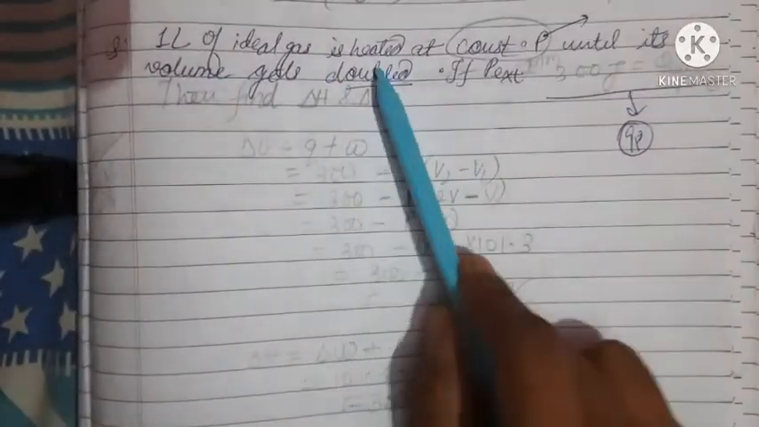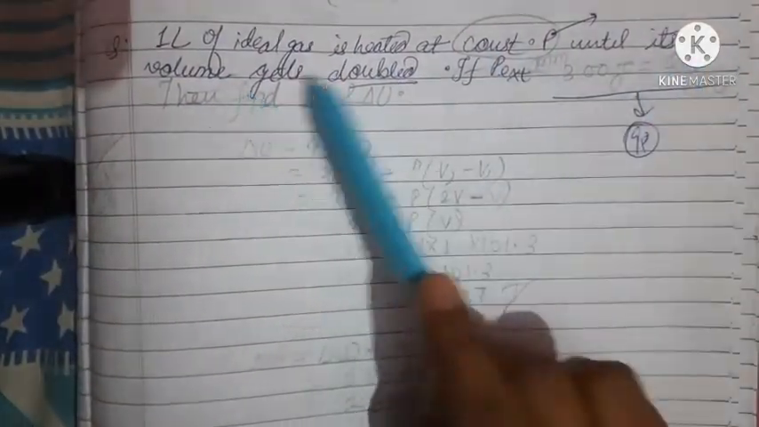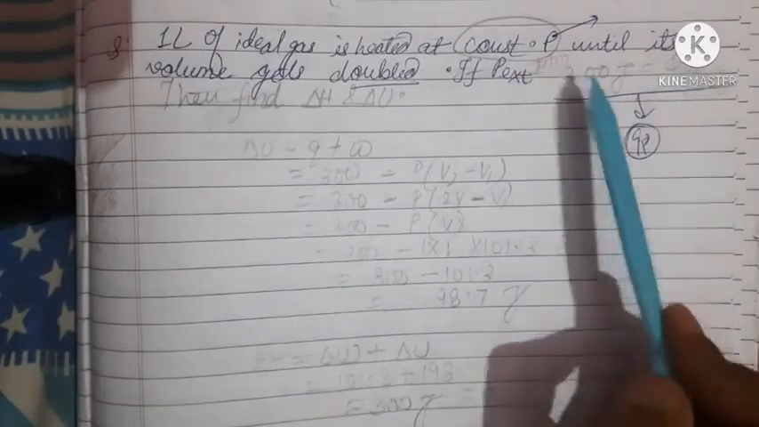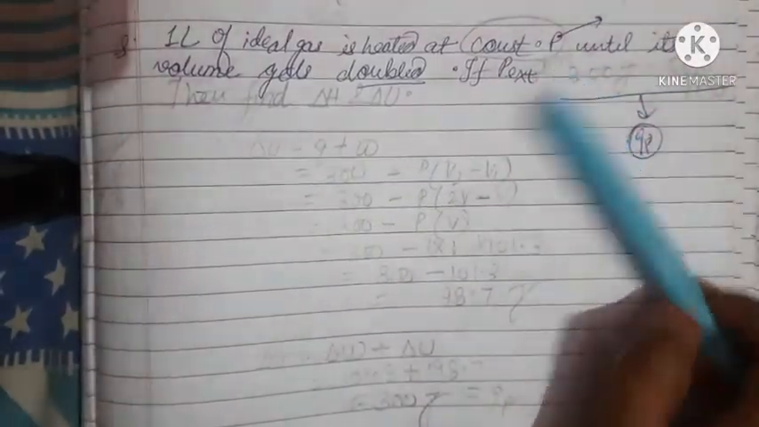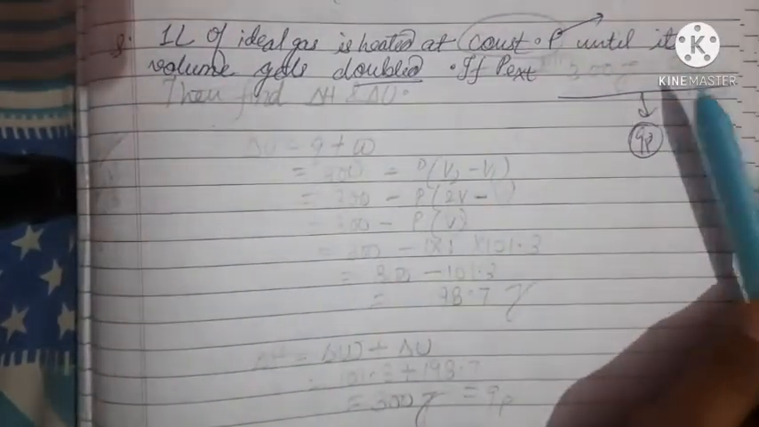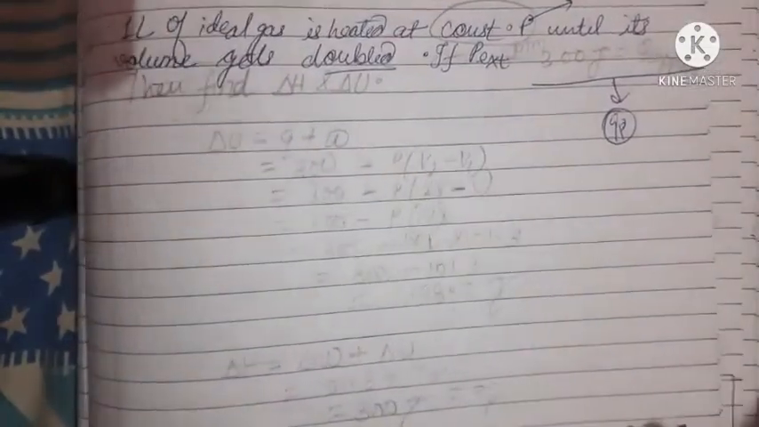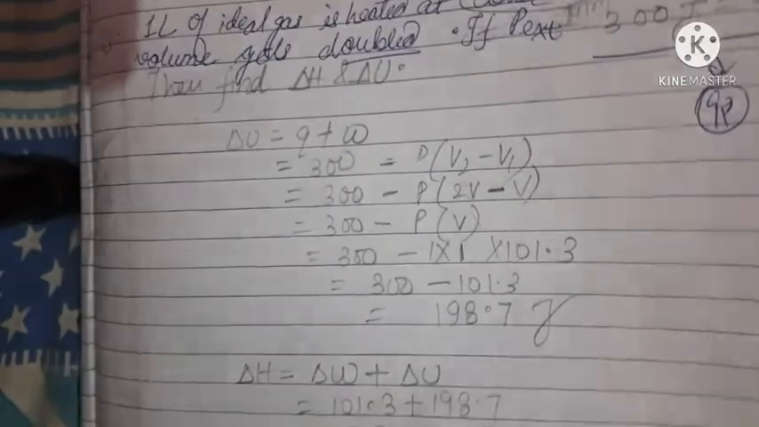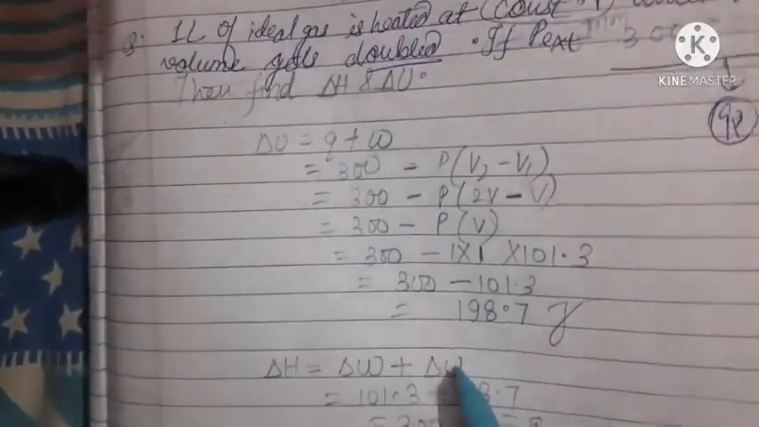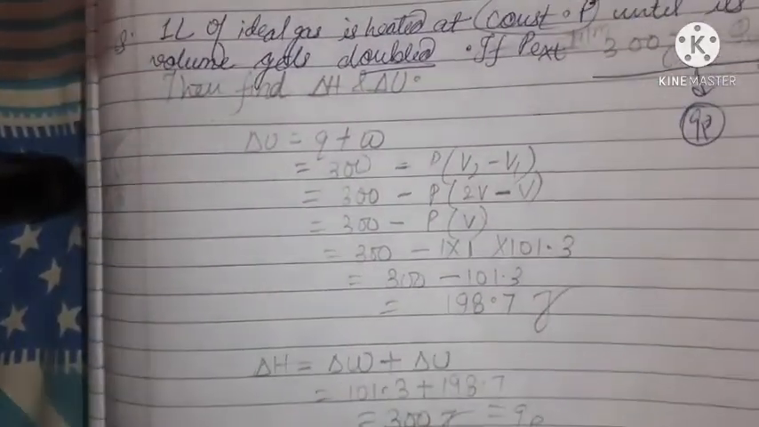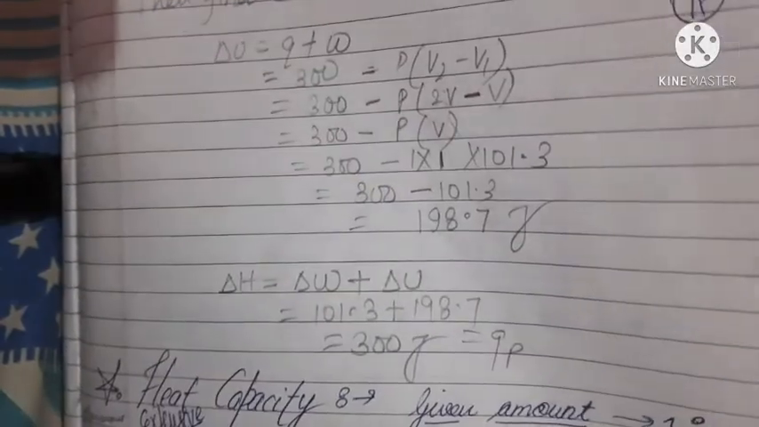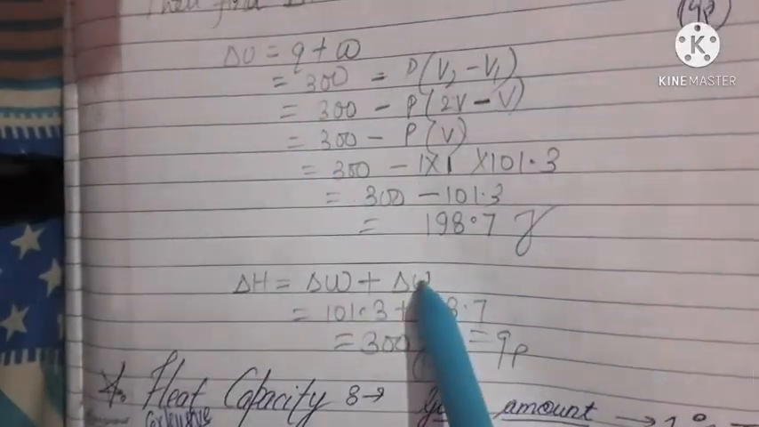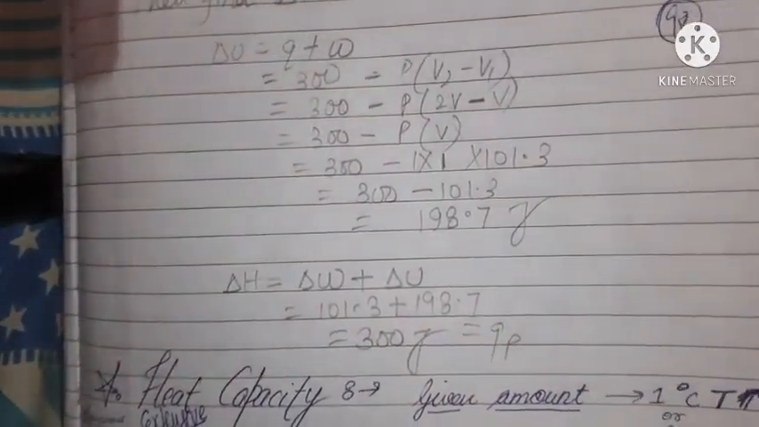An ideal gas is heated at constant pressure until its volume gets double. If P external is 1 atm and Q supplied is 300 joule, Qp, then find delta H and delta U. Firstly we will use internal energy's formula, and then we will put that internal energy here to find delta H. Put this here and find the answer.